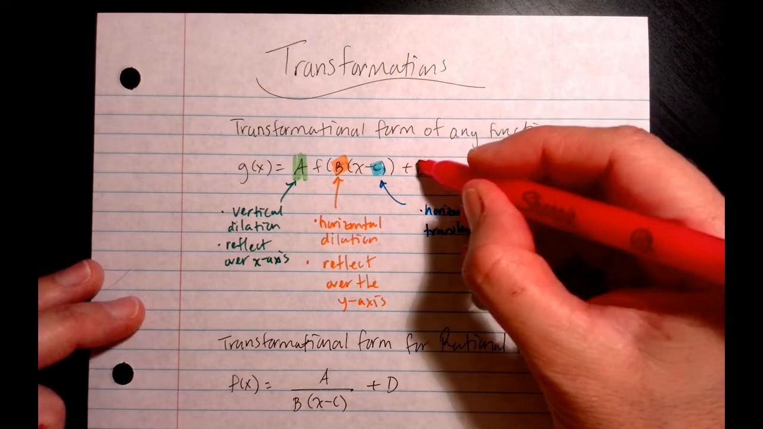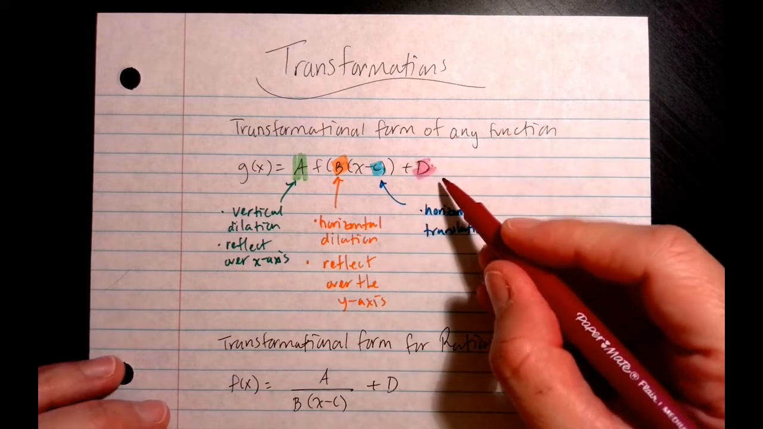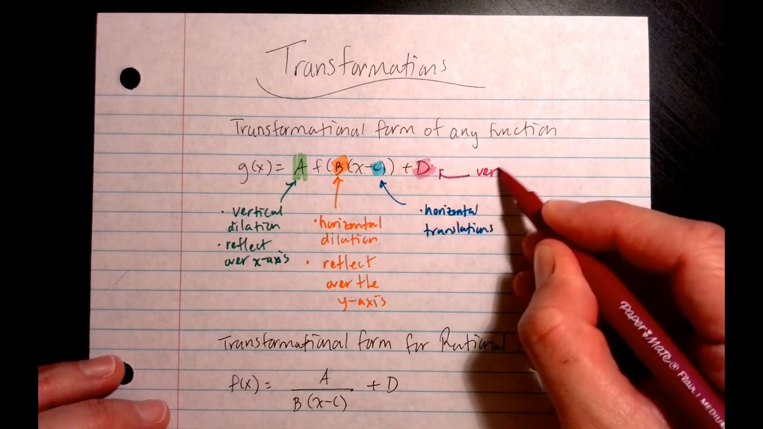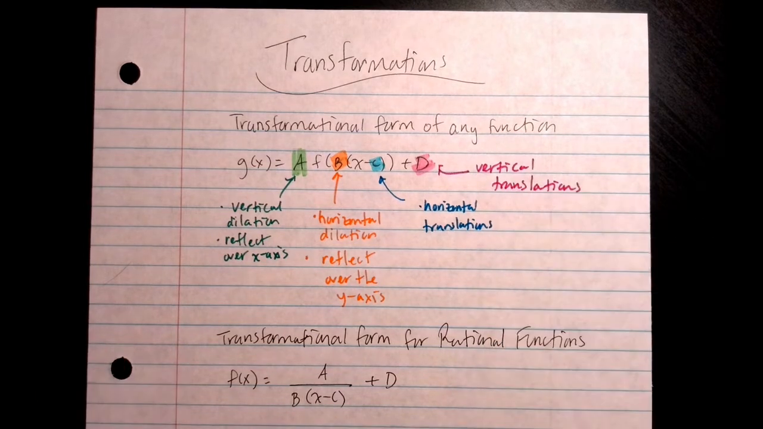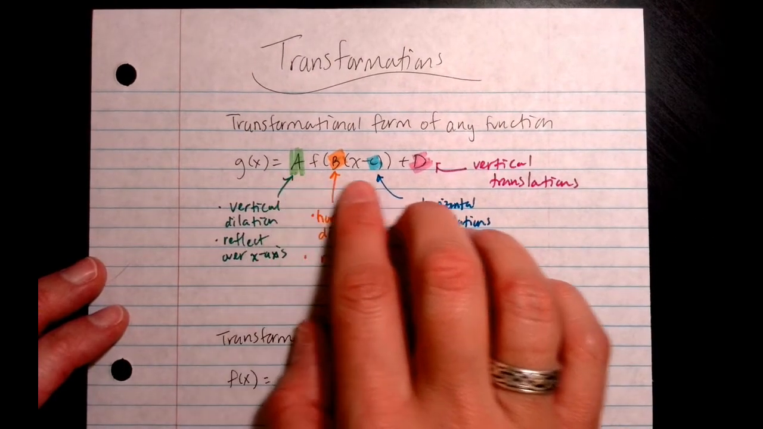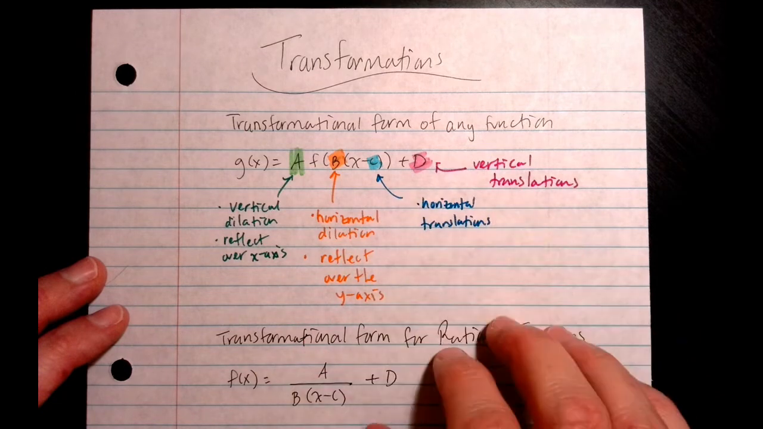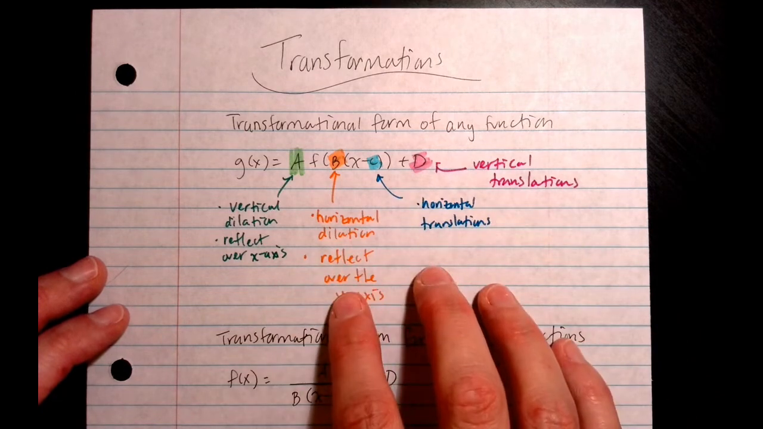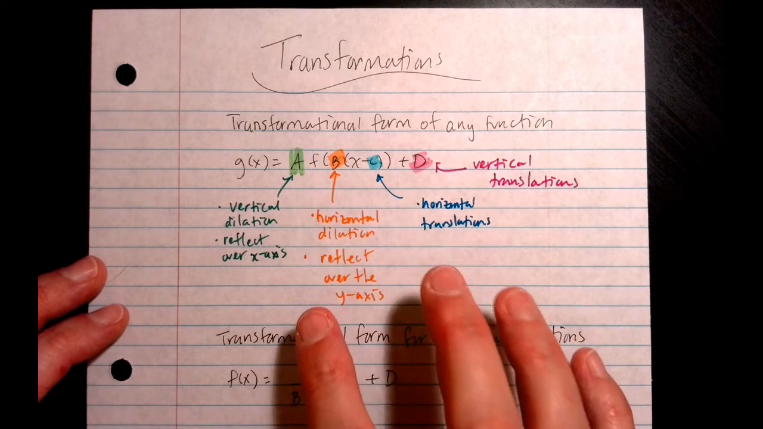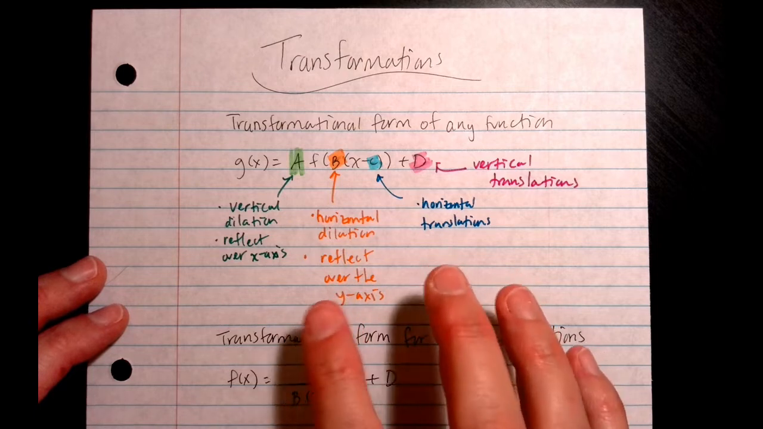Last but not least is the D value. The D value represents your vertical translations. So this is basically your general form for any function family, okay? Make sure this is clear in your notes because we're going to refer back to this for the entire school year, including second semester.